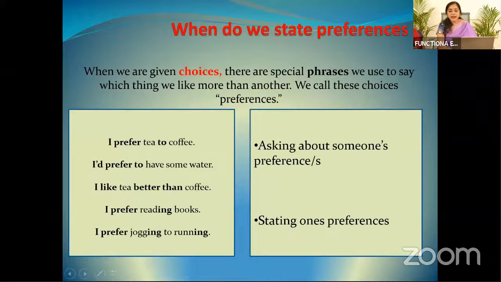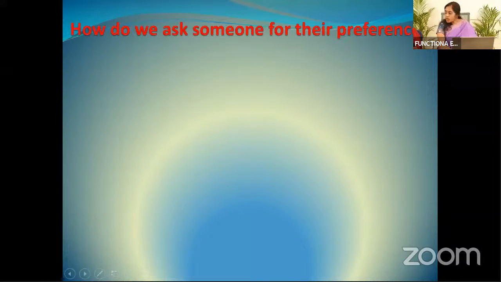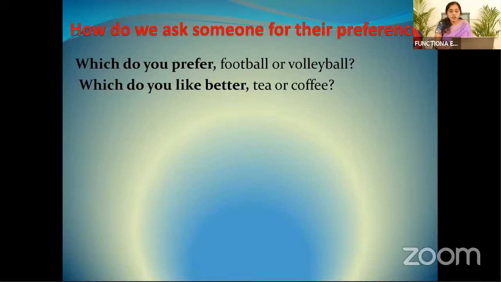Now, back to our lesson. You saw how questions were asked and answers were given. That makes us go back to how actually a question is asked. How do we ask someone for their preference? What is the question structure? Here are the two structures. Which do you prefer? Football or volleyball? You're giving them a choice.